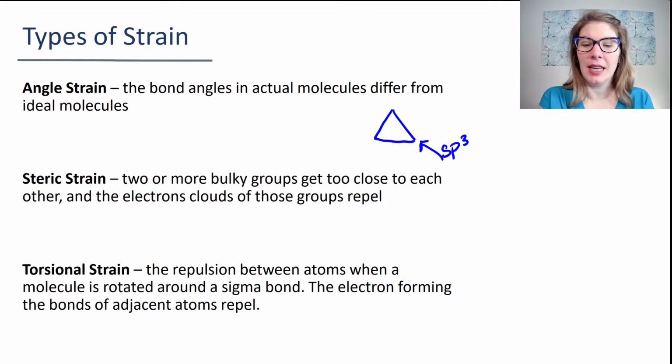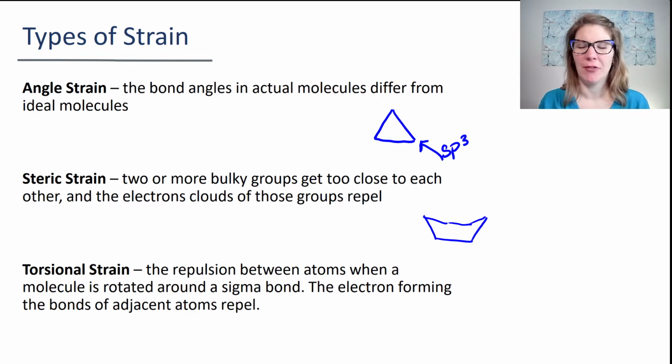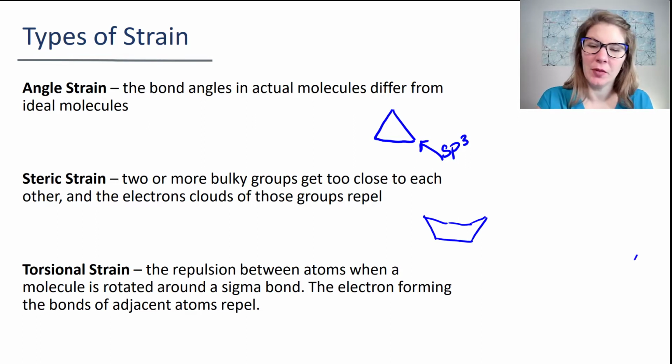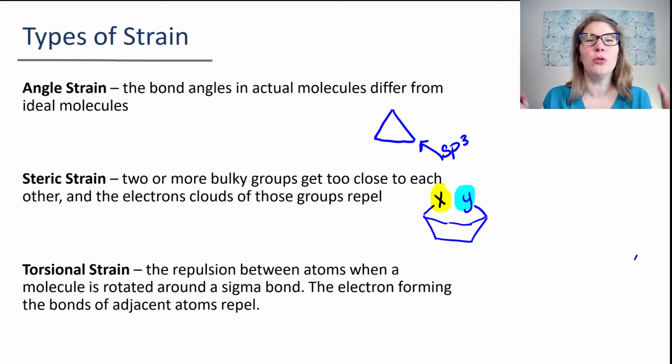This would be something like if I have this boat conformation, which we'll look at later. If I have a group here we'll call X and a group here called Y, the electron clouds of these two groups are getting too close to one another and they're repelling, and that's what steric strain is.